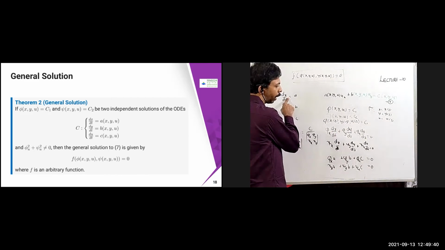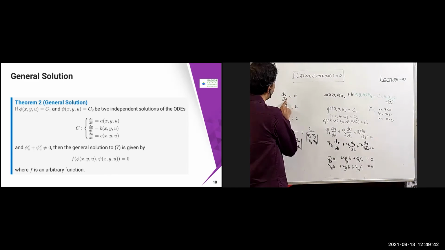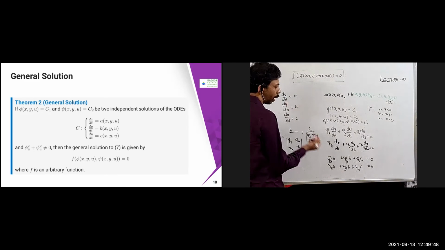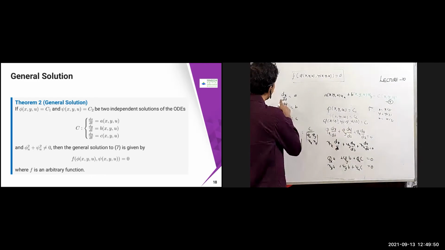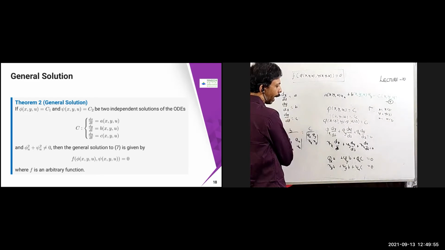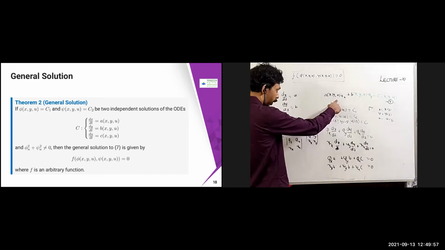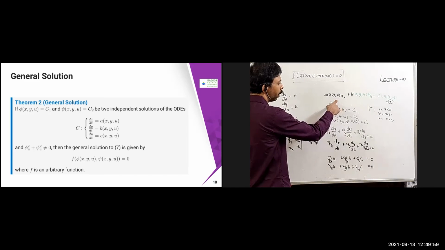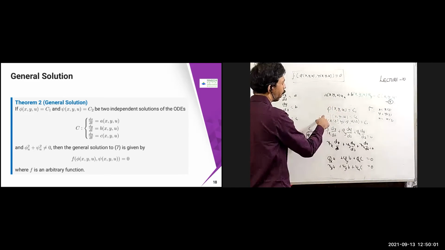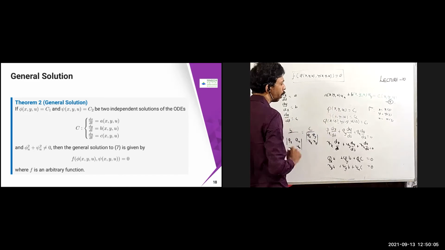Either dx/ds you can use or dx/dt, because this is just a parameter or dummy variable I can say. So either dx/ds or dx/dt, it doesn't matter for this time. So dx/ds equal to A, dy/ds equal to B, du/ds equal to C. This is the characteristic ODEs for this PDE. So these are two independent solutions of the system.